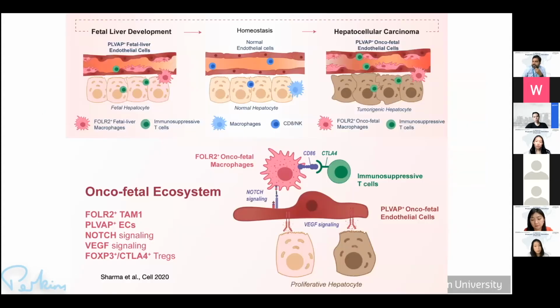paper, but this was a summary figure, and we found that this program is driven by proliferating hepatocytes, which reprogram endothelial cells and then lead to the reprogramming of the macrophages and T cells.